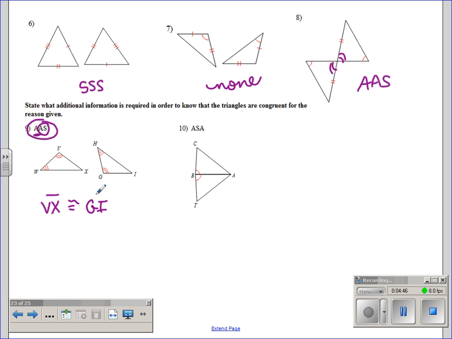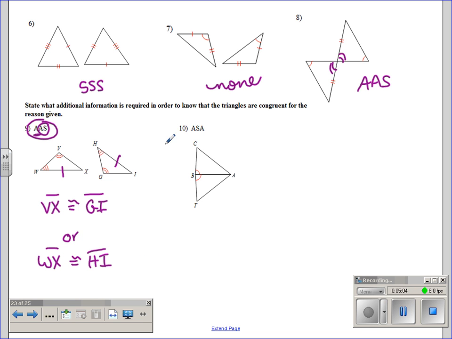But since it's an AAS, there could be another answer. Instead of this side being equal to this side, you also could have had this side equal to this side. So we could have had WX, which would have been congruent to HI. So this one has two possible answers.